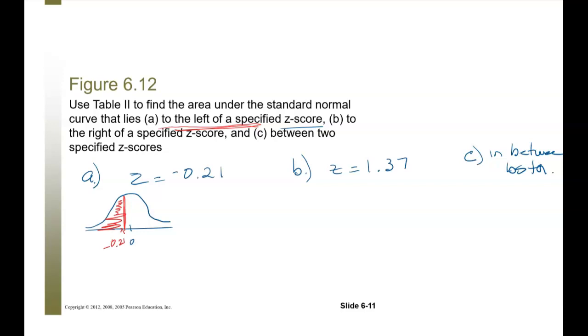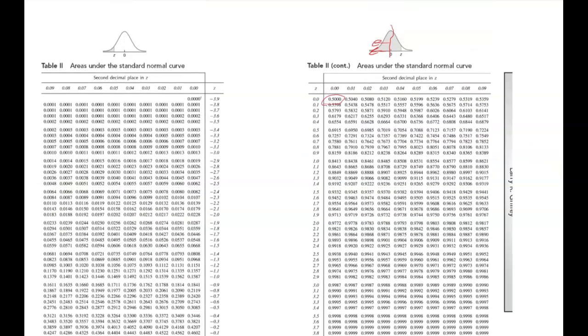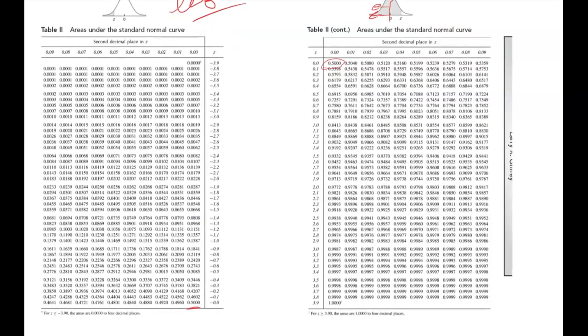All right, so you go to your table. Well, here's the good news. Your table always gives area to the left only. So since our table already gives that, all we need to do is look up that -0.21. Your z-scores are in these two columns. Here's your negative and here's your positive z-scores.